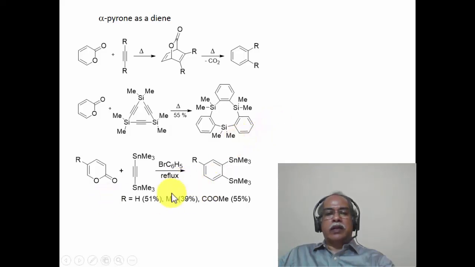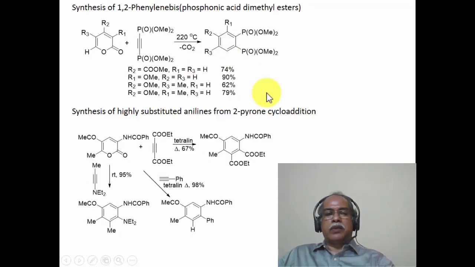Pyrone can also undergo Diels Alder reaction with bis trimethylstannyl acetylene to produce the corresponding ortho disubstituted bis trimethylstannyl substituted benzene derivative in this particular case, and this is essentially carried out in refluxing bromobenzene at high temperature. So, the reaction leads to a Diels Alder adduct which eliminates carbon dioxide to give the aromatic system, as in the case of the top reaction that is shown here.